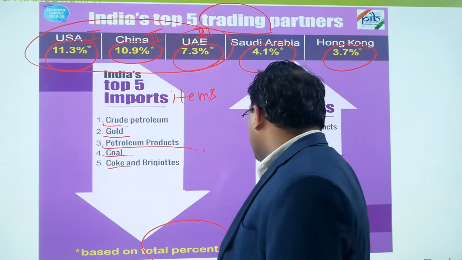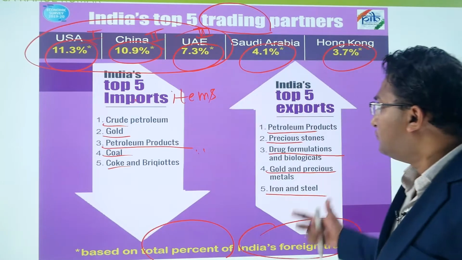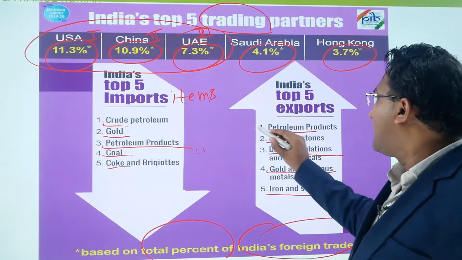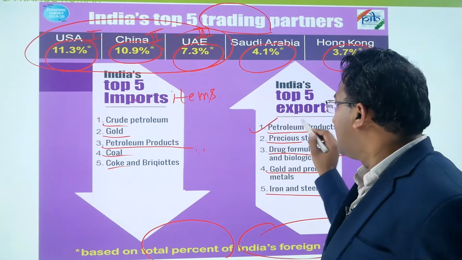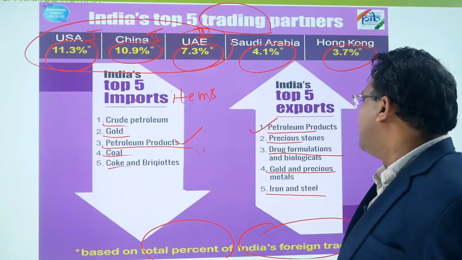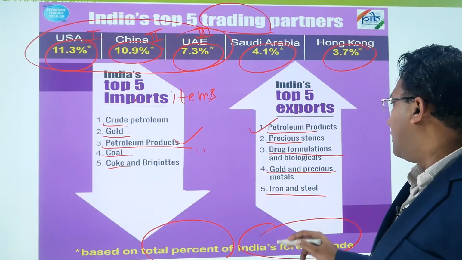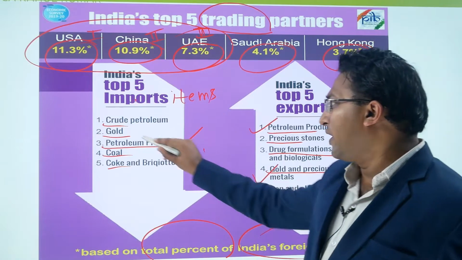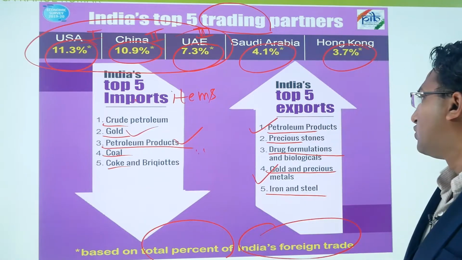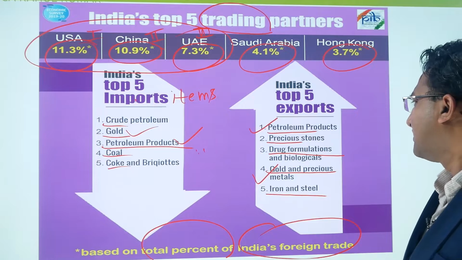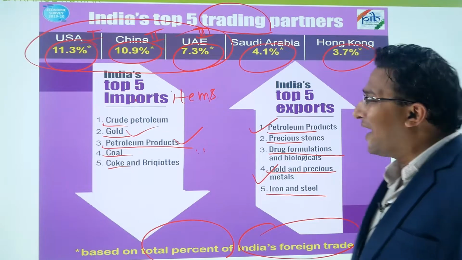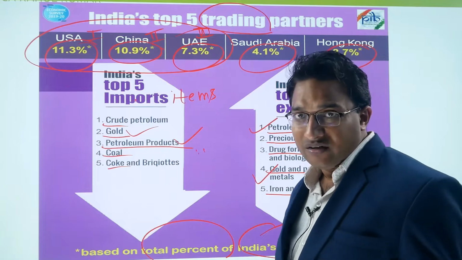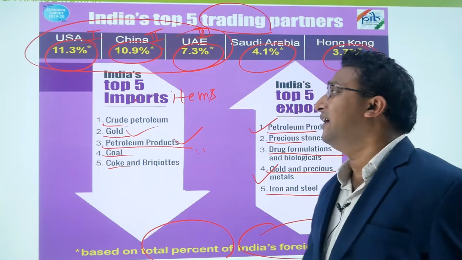So you can see that petroleum products are in the export and also in the import, right? What else? Gold and precious items are in the export also and import also. Similarly, you can see that there are some common items. Now again I am saying they will not ask which one is the topmost item. Still you should know that, okay, these are the important items.